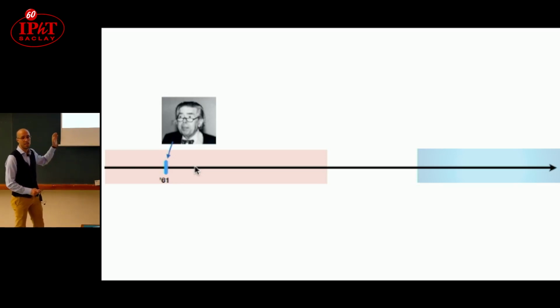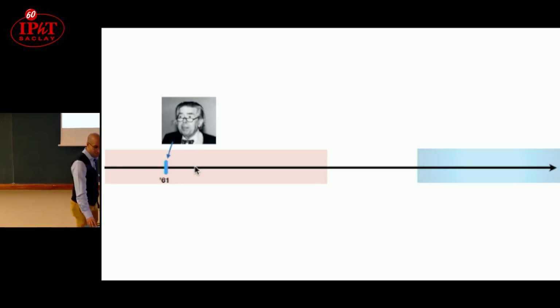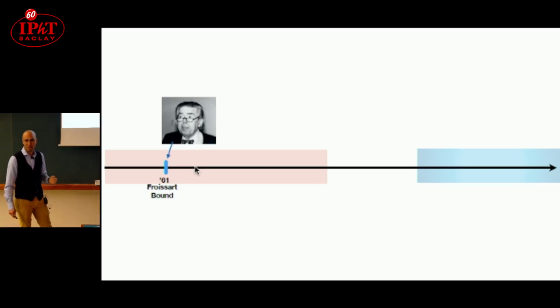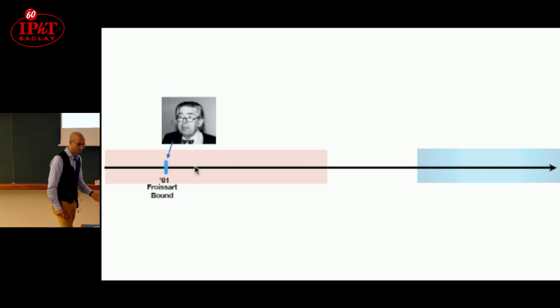For example, this one is an easy one. So let's start with an easy one. Achievements without bounds. So who is the person? Froissart, and of course, he discovered the Froissart bound.